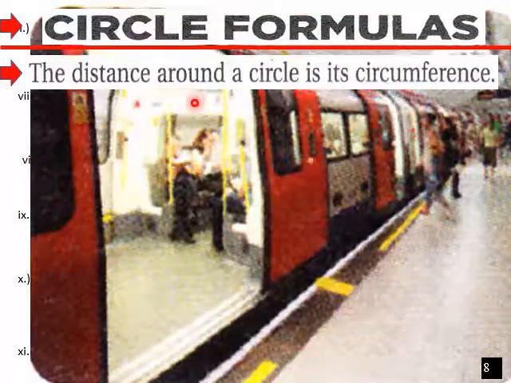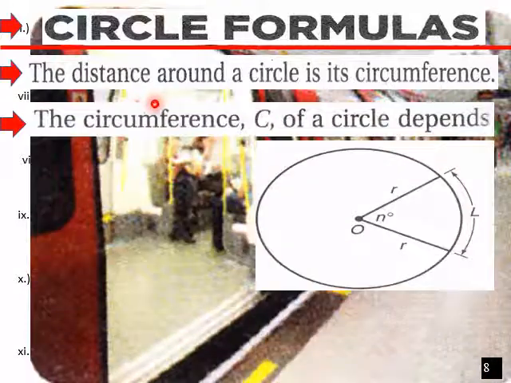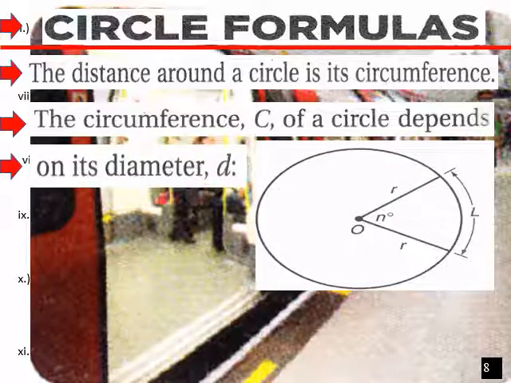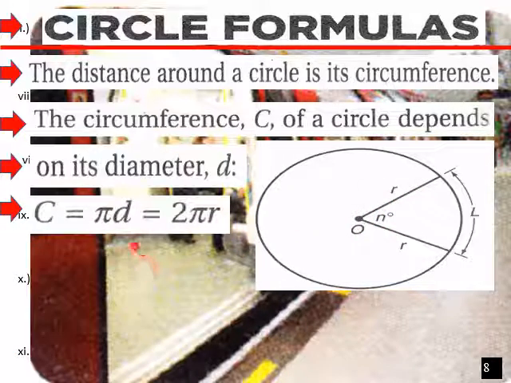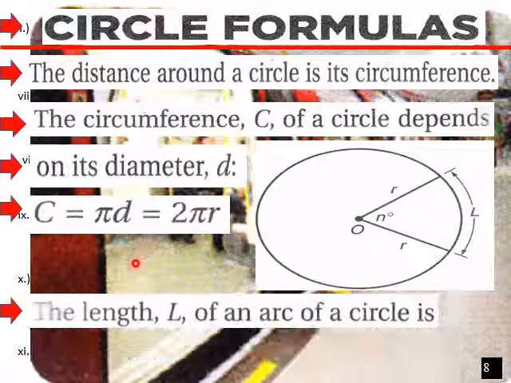Circle formulas. The distance around a circle is the circumference. The circumference C of a circle depends on its diameter D. We don't show a diameter here; we show two radii here. So C equals pi D or 2 pi R, where D is 2 times R.